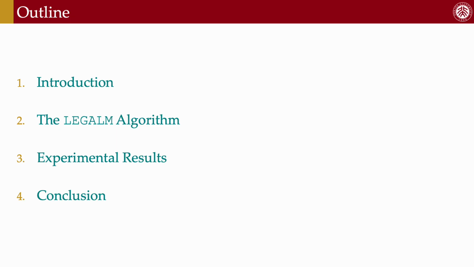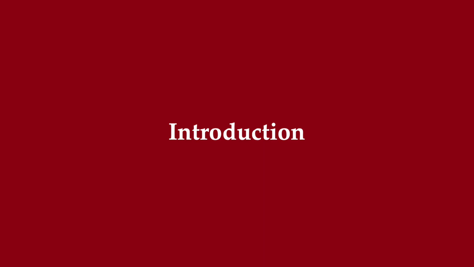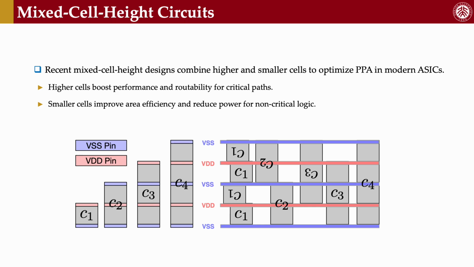Here is the outline of our presentation. In modern IC design, mixed-size circuits are becoming increasingly popular. By combining taller and smaller cells, we can optimize power, performance, and area. Taller cells enhance the performance and routability of critical paths, while smaller cells improve area efficiency and reduce power consumption in non-critical logic. However, this design approach also brings new challenges.